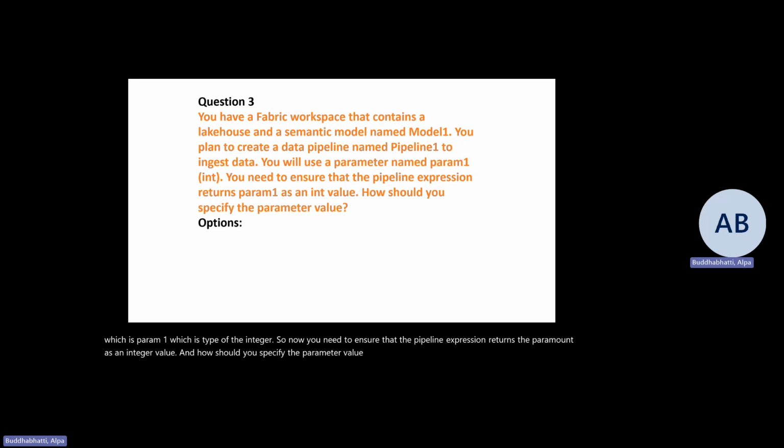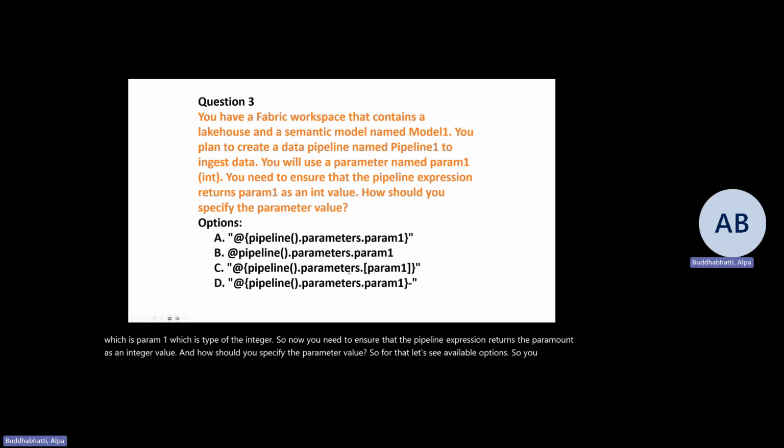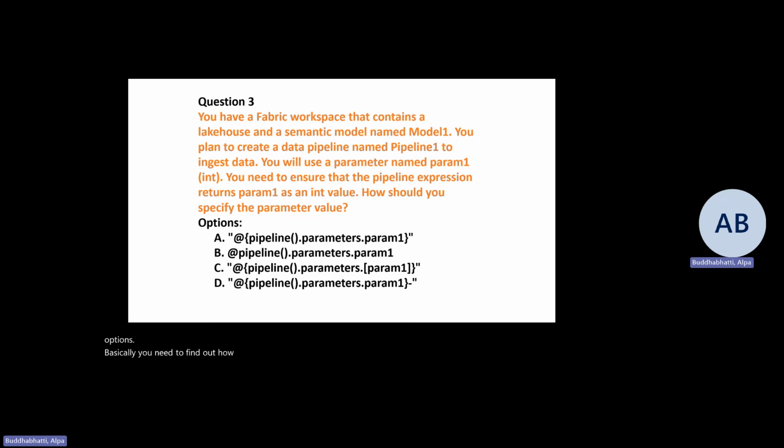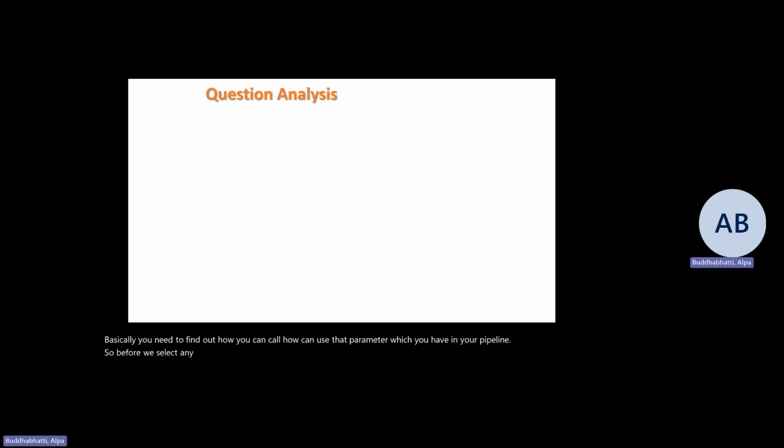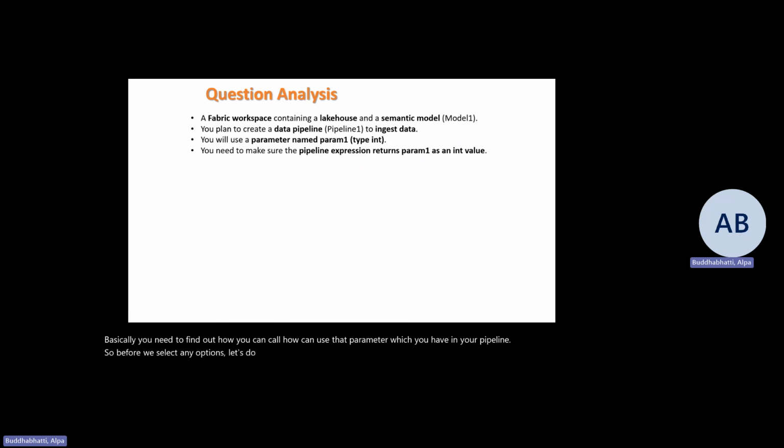So for that, let's see the available options. You have these options. Basically, you need to find out how you can use the parameter which you have in your pipeline. Before we select any options, let's do analysis. These are the requirements we have: a Fabric workspace having the lakehouse and semantic model 1. We are planning to create pipeline 1 for ingestion purposes, and we have a parameter of integer type, which we need to use and return as an integer value. So this is the clue.